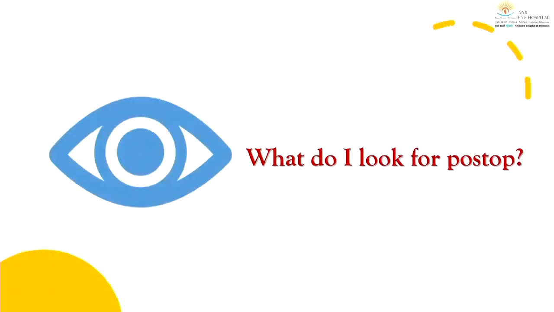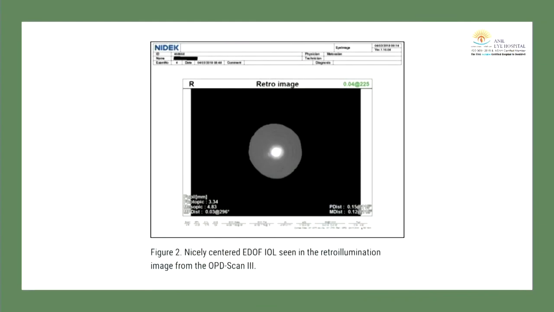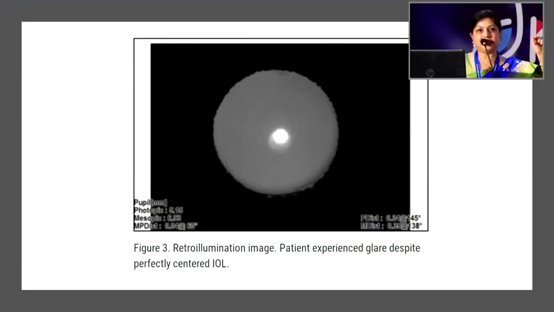Now, what do I look for post-operatively? Once the case is already done, you can quantify the decentration of these lenses. For example, this was a patient where you can see the multifocal IOL is centered well on the pupil and the visual axis is also centered. This was a patient where you can see that the white dot is at the periphery, at the edge of the ring. So it's not on the visual axis, and the patient experienced glare despite a perfectly centered IOL on the pupil.